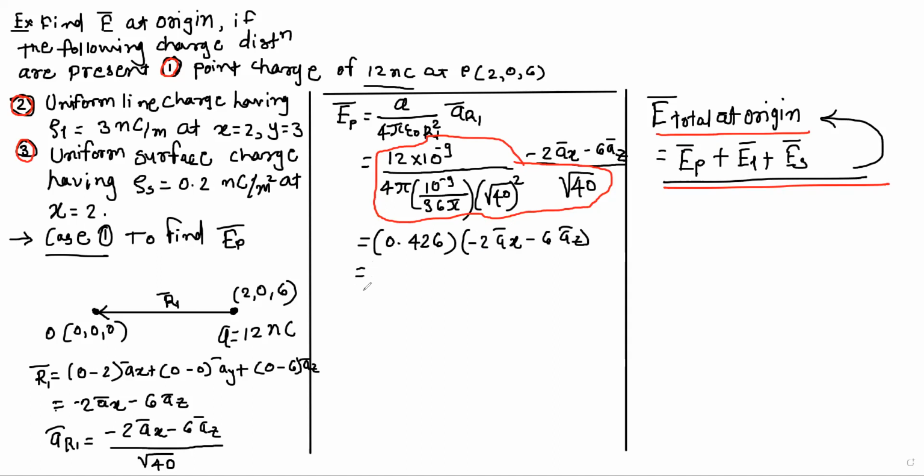It is equal to minus 0.853 a bar x minus 2.55 a bar z, right? So this is your answer of first case, EP bar. What is the unit? Volt per meter. You got the answer of first case.